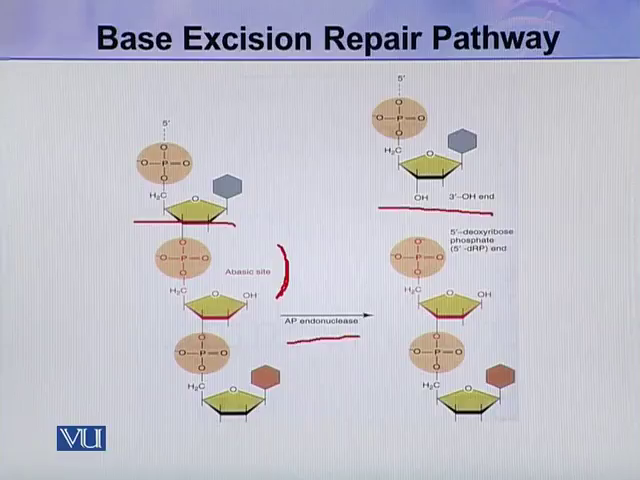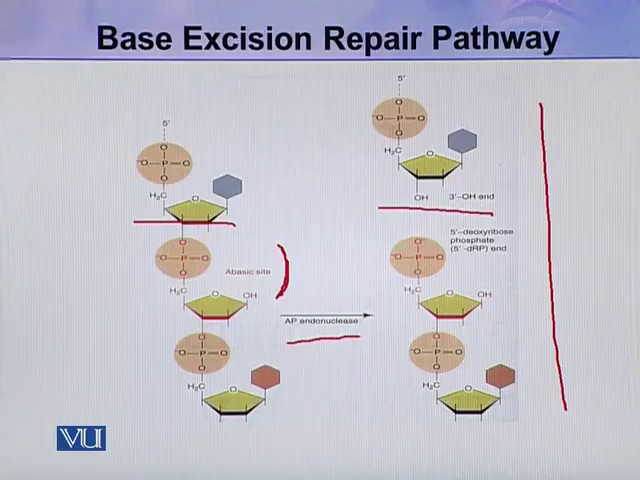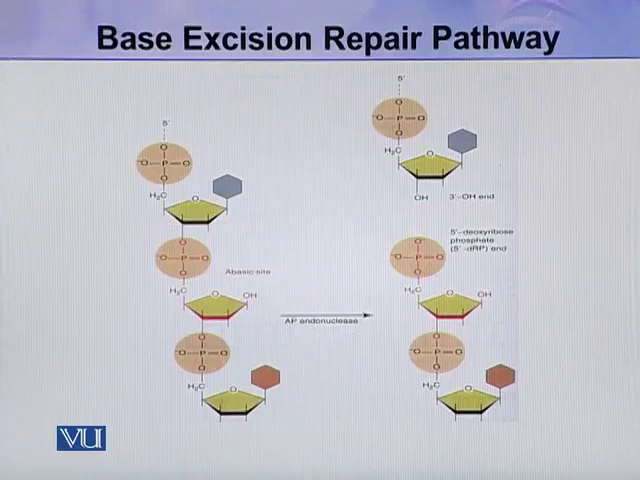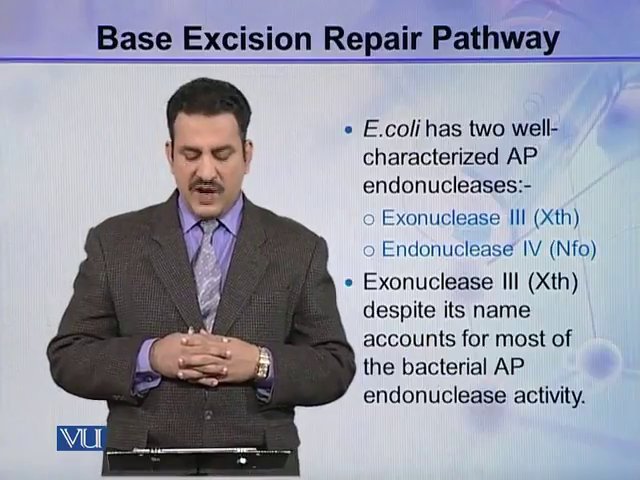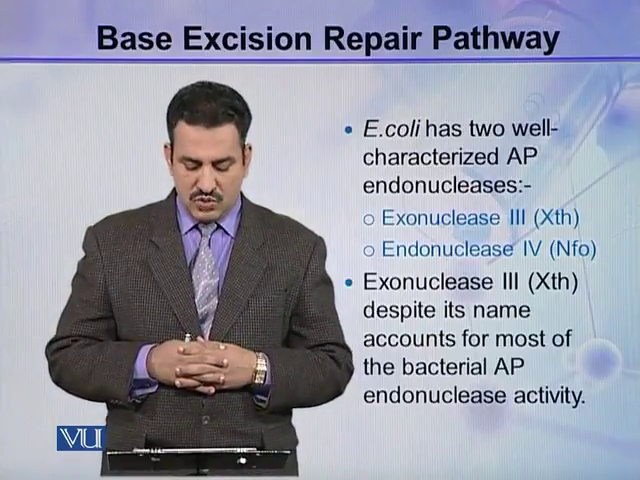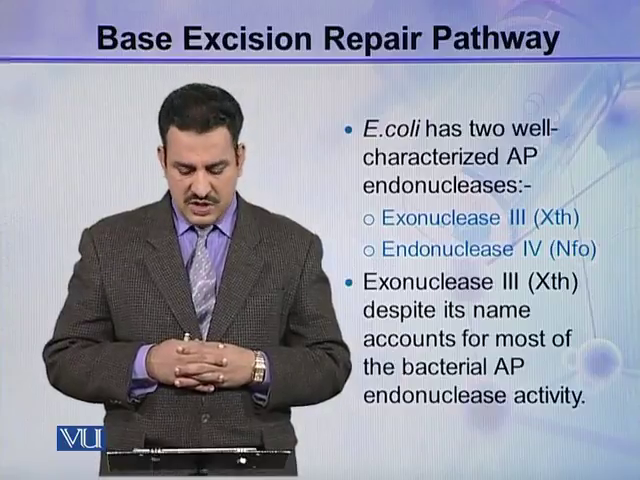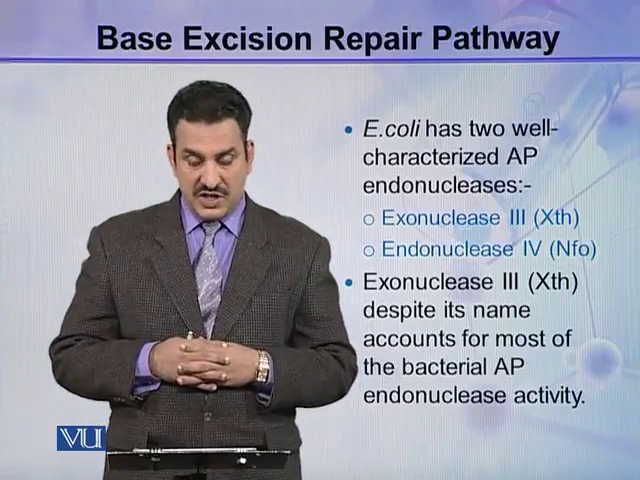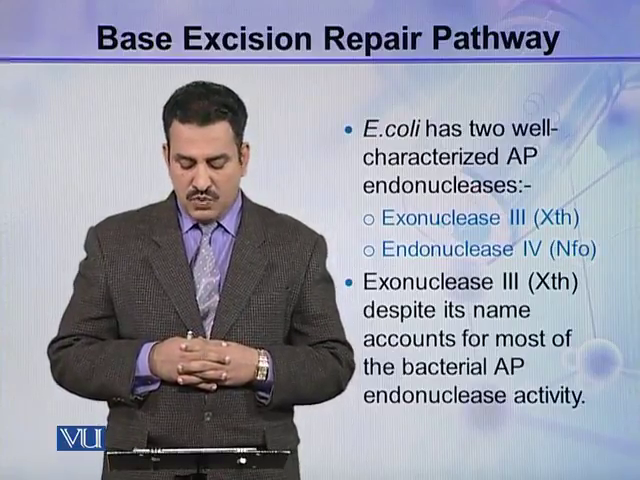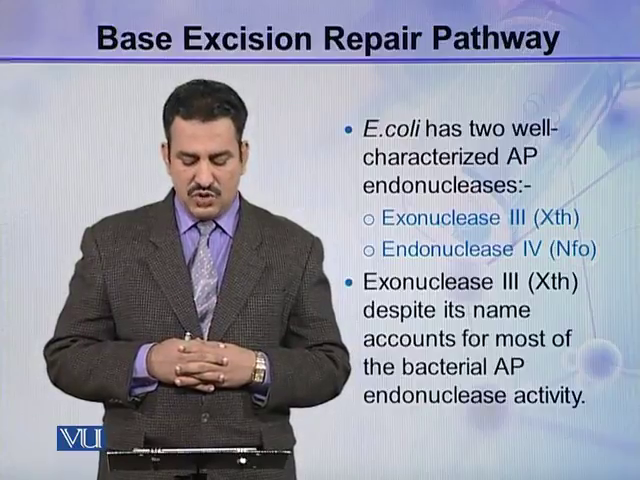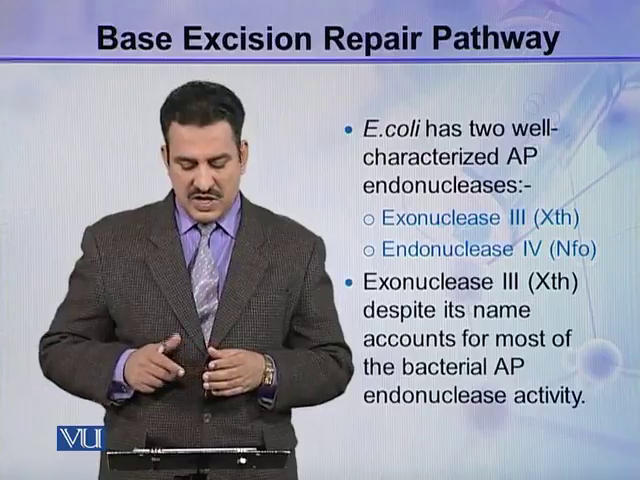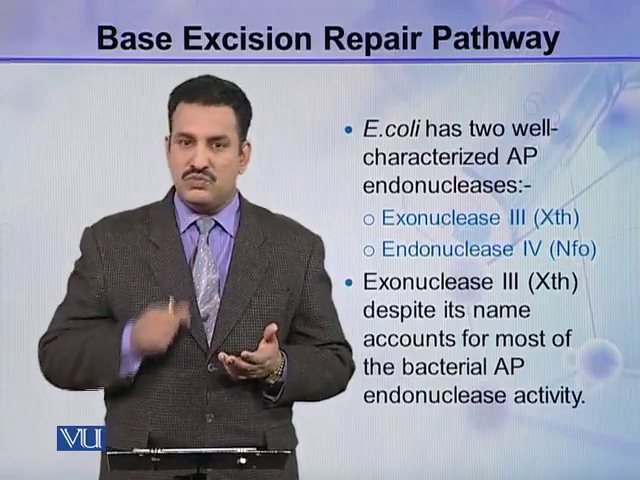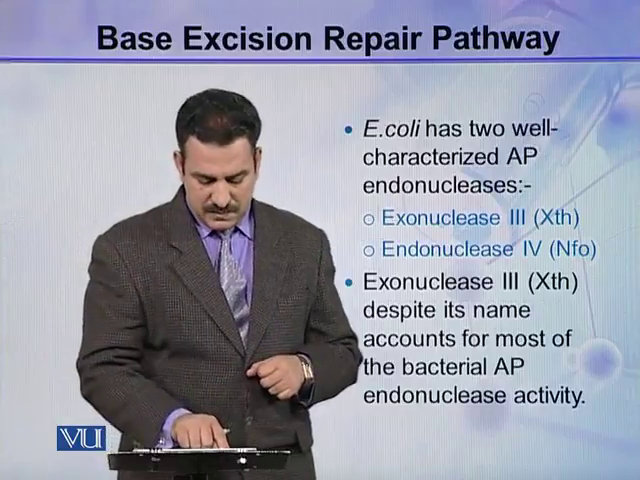So when this bond has been cut, a nick is introduced in the DNA strand. So this nick is introduced by AP endonucleases. This is the second step in the pathway. E. coli has two well characterized AP endonucleases, and these are exonuclease 3 and endonuclease 4. Exonuclease 3, despite its name, accounts for most of the bacterial AP endonuclease activity. Although its name is exonuclease, it performs most of the endonuclease activity.